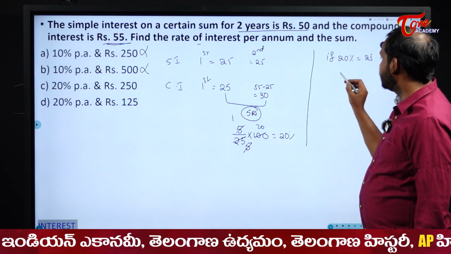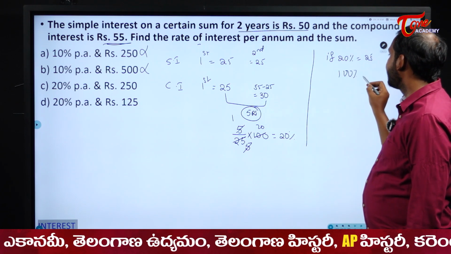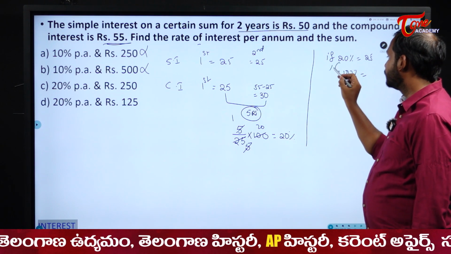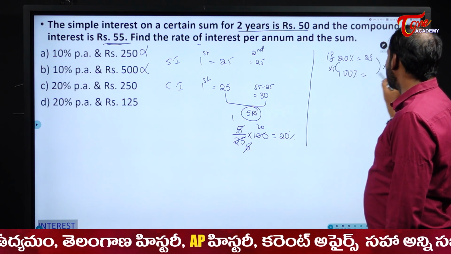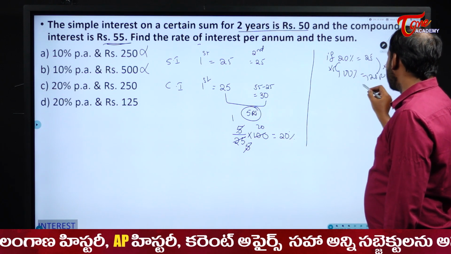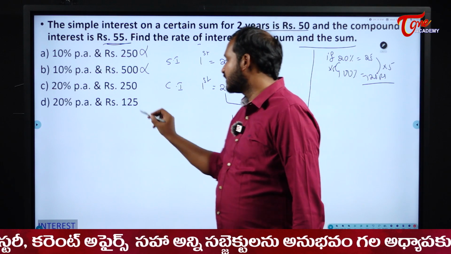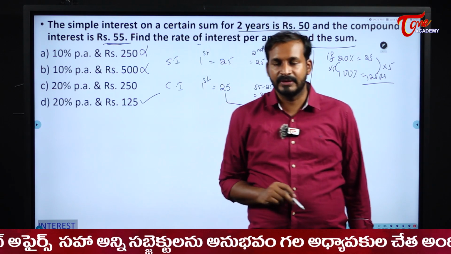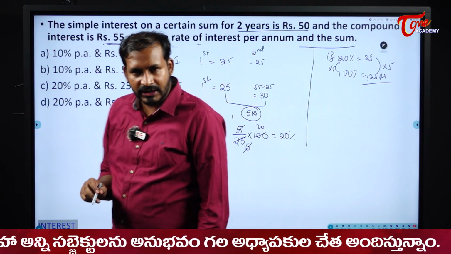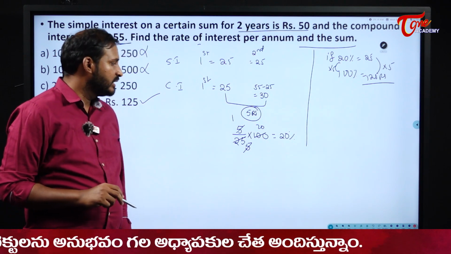Now tell me, what is 100%? Here into 5, so simply here also into 5. So 125 rupees. 125 rupees is the principal or the sum. So here our answer becomes 20% per annum and rupees 125.